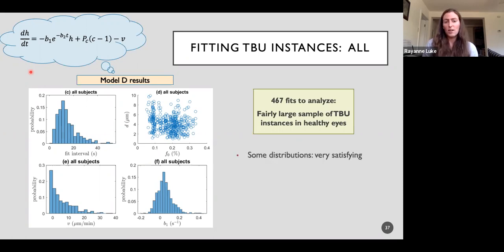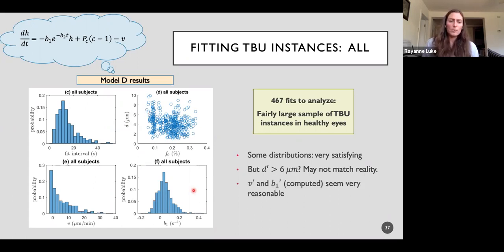Some of the distributions are very satisfying. You might expect, for example, that evaporation rate in healthy patients shouldn't be very large. That would mean that the water on your eye is rapidly evaporating. So in healthy patients with good tear films, we would be happy if the evaporation rate clustered near 0. Some of our results, however, might not be physically realistic. D here is your initial tear film thickness, and finding initial values above 6 microns might be outside the scope of what we think is realistic. So there might be some work to do there still.